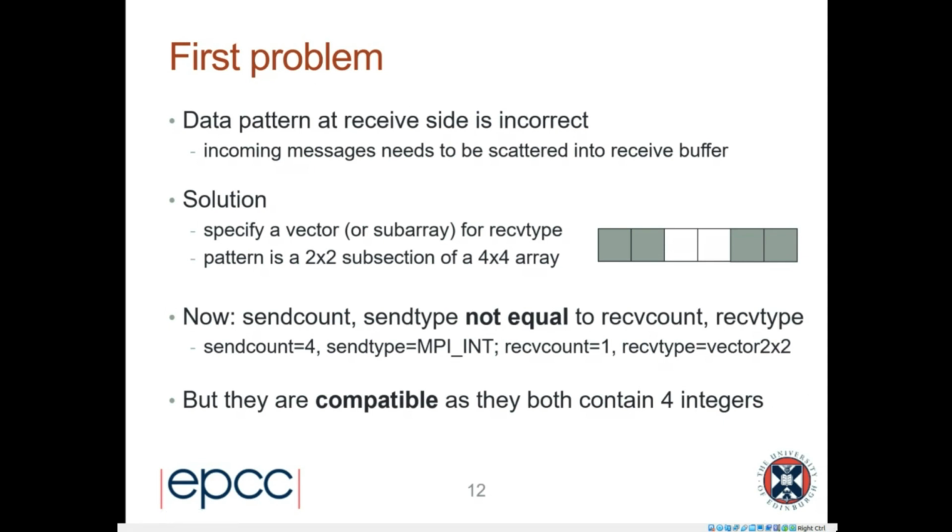So the first step is to receive in the correct pattern. So this is a valid thing to do. Specify send count equals 4, send type equals MPI int, and receive count equals 1, receive type is vector 2 by 2.